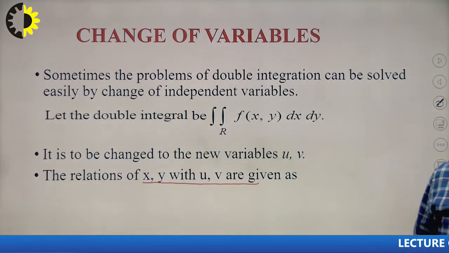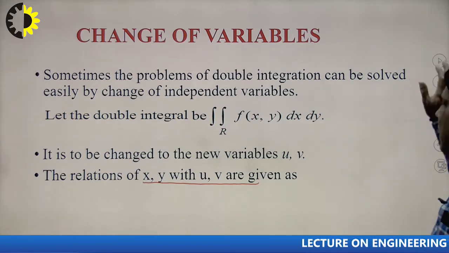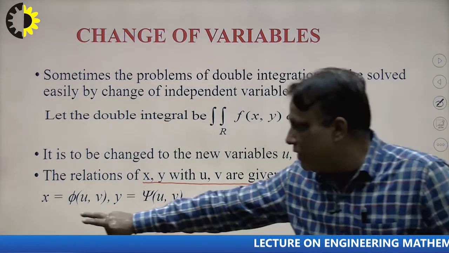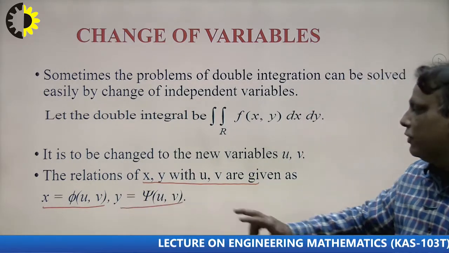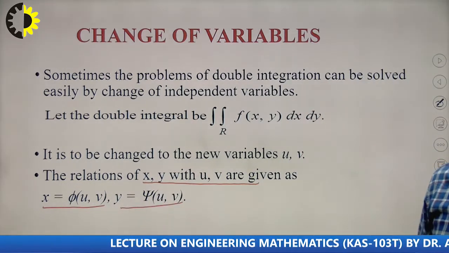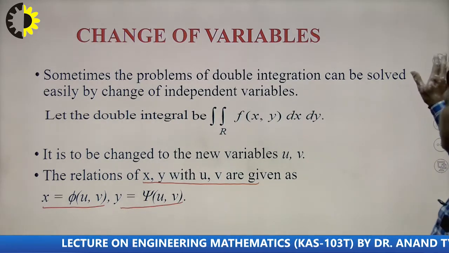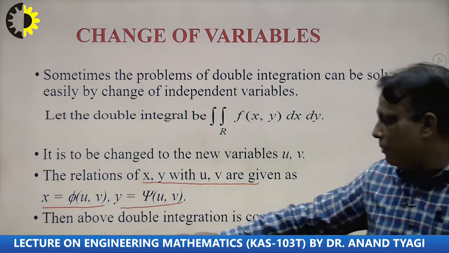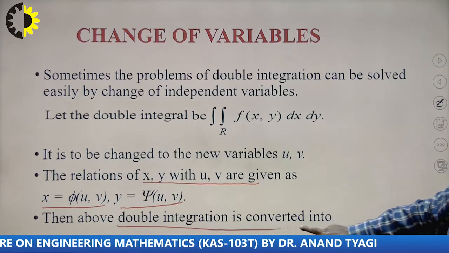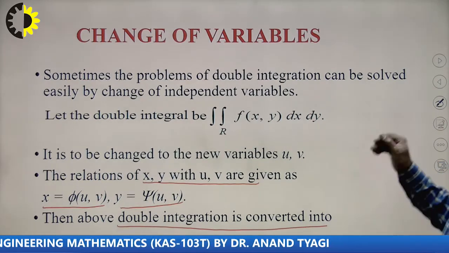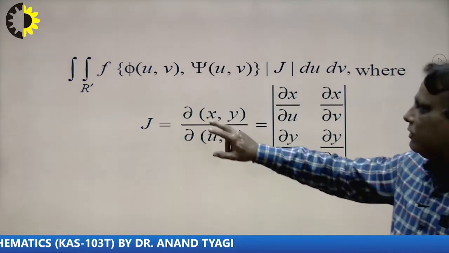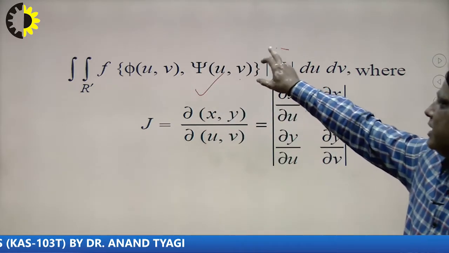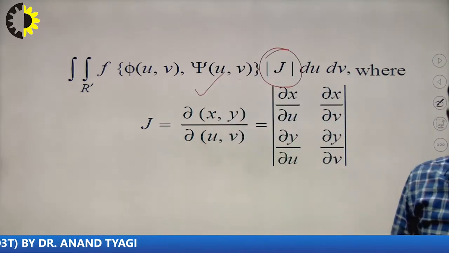So first of all we calculate the value of x and y in terms of u and v. This is the function of x in terms of u and v, and this is the function of y in terms of u and v. After this, the double integration is converted into the other region, and we calculate the limits from the graph. The value of this part is denoted by the modulus of the Jacobian.